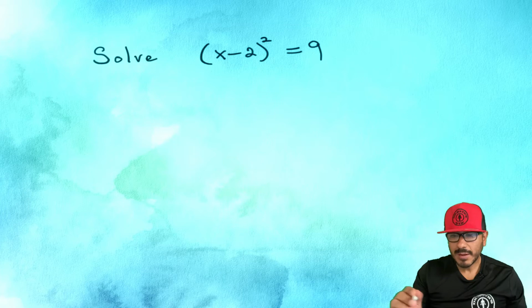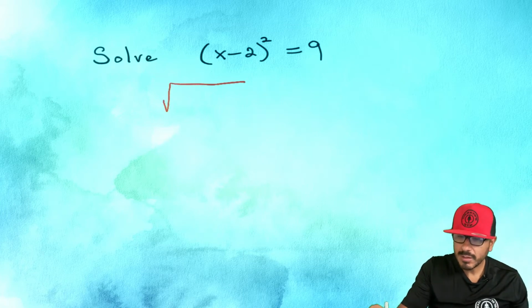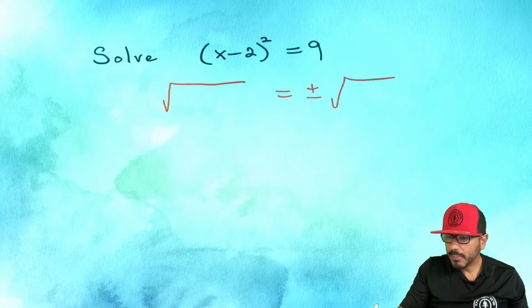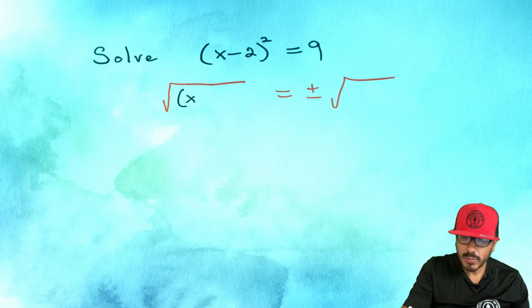We know to get rid of that square, we're going to take the square root of both sides. So let's go ahead and do that. But we know when we take the square root, we're going to have a plus and minus. So make sure you jot that down. All right, so we're going to take the square root of both sides to get rid of that square.